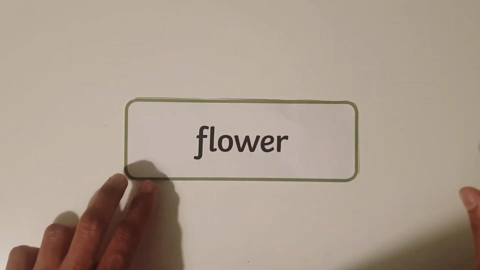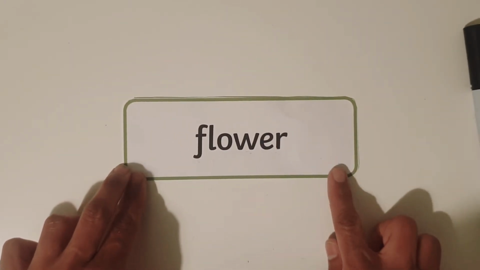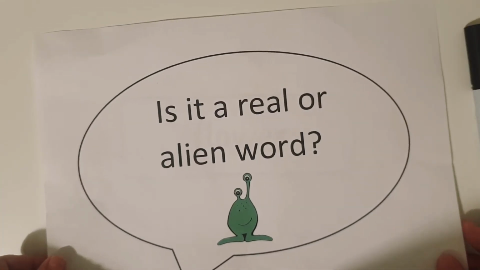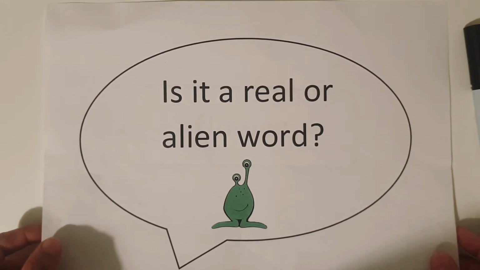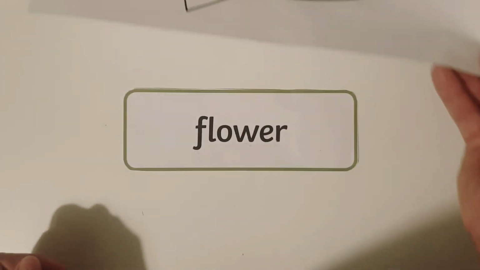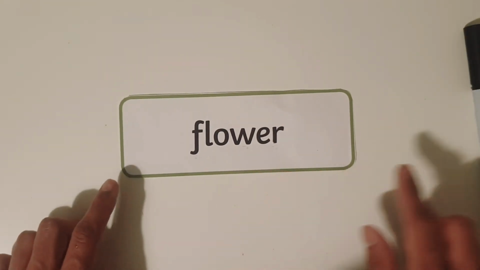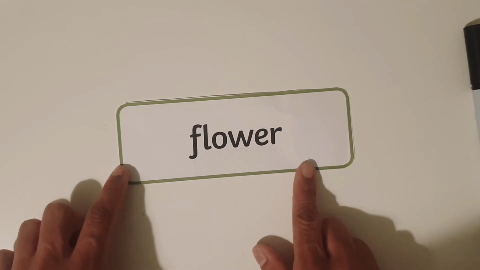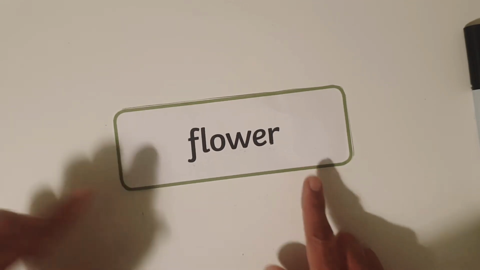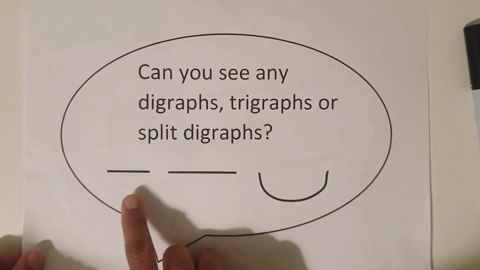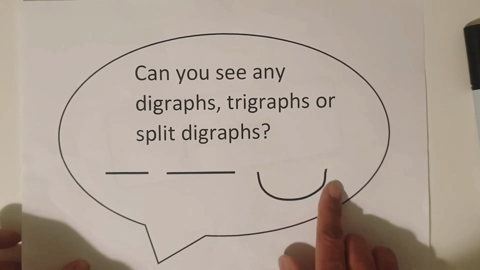Let's try another word. So just as I did before, I'm going to ask myself the same question. Is it a real or alien word? Now there are no aliens next to the word, so I know it's a real word, so it must make sense. Next we ask the second question. Can you see any digraphs, trigraphs or split digraphs?